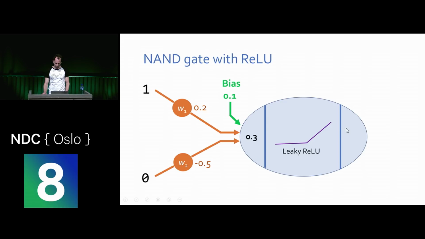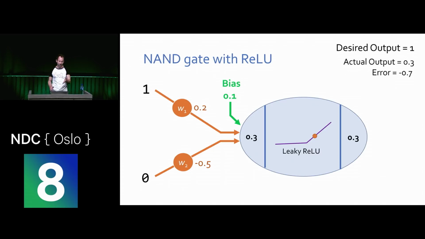Yeah, that's it, 0.3. It's greater than 0. Anything greater than 0, we just take the x equals y. So it's 0.3. Now, the correct answer, of course, is 1, right? 1 NAND 0 is 1. So the actual output is 0.3. We can now quantify the error as minus 0.7.